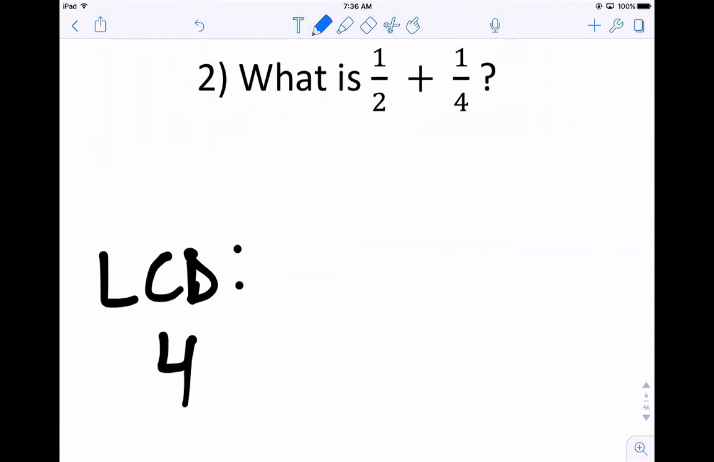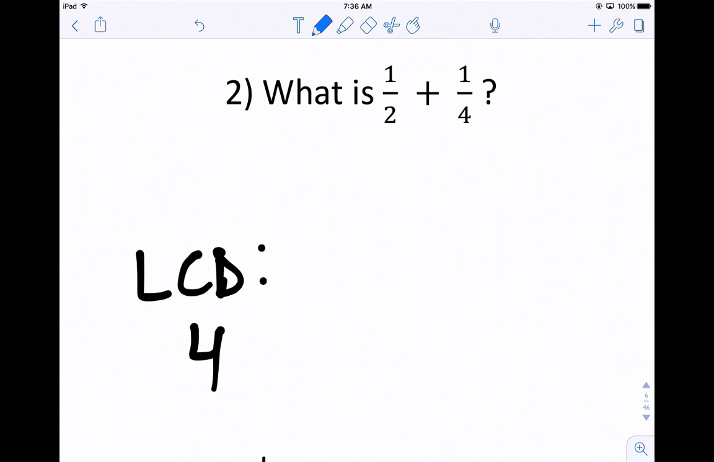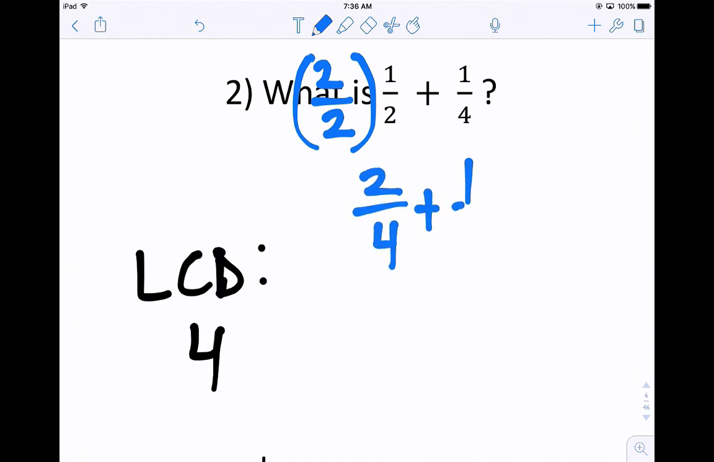So to do that, we look at the first term, 1 half, and we want to get a 4 on the bottom. So to do that, we're going to multiply by 2 over 2. The 2 on the bottom will give us the 4, and then we have to put the 2 on the top so that we're really multiplying by a 1. So we're changing the way it looks, but not its actual value. So we get 2 over 4 plus 1 over 4.